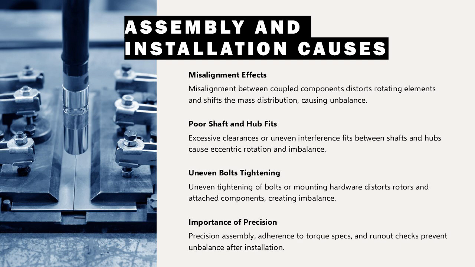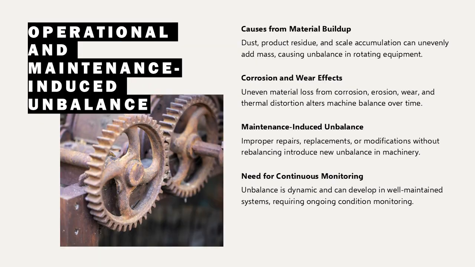Poor fits between shafts and hubs, such as excessive clearances or uneven interference fits, may cause eccentric rotation. Uneven tightening of bolts or mounting hardware can also distort rotors or attached components like impellers and couplings. In many cases, machines that were balanced correctly at the factory develop unbalance after installation due to these issues. This highlights the importance of precision during assembly, adherence to torque specifications, and verification checks such as run-out measurements before commissioning equipment. During normal operation, machines are exposed to conditions that gradually alter mass distribution.